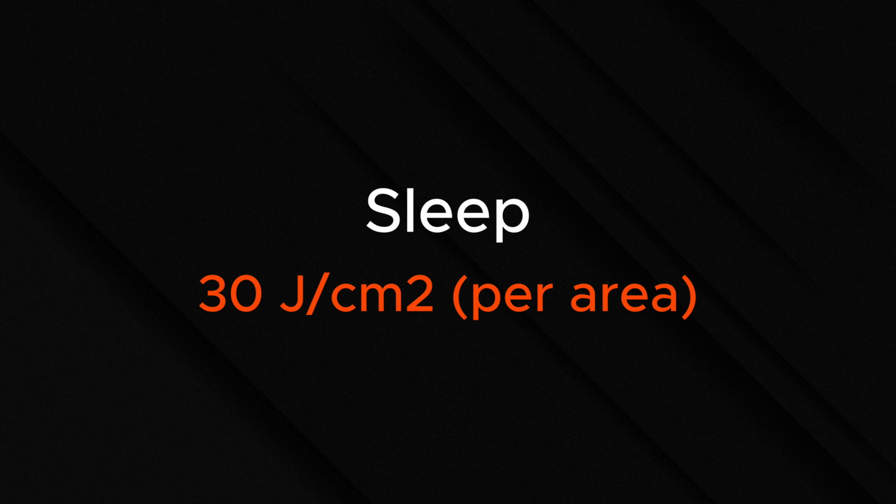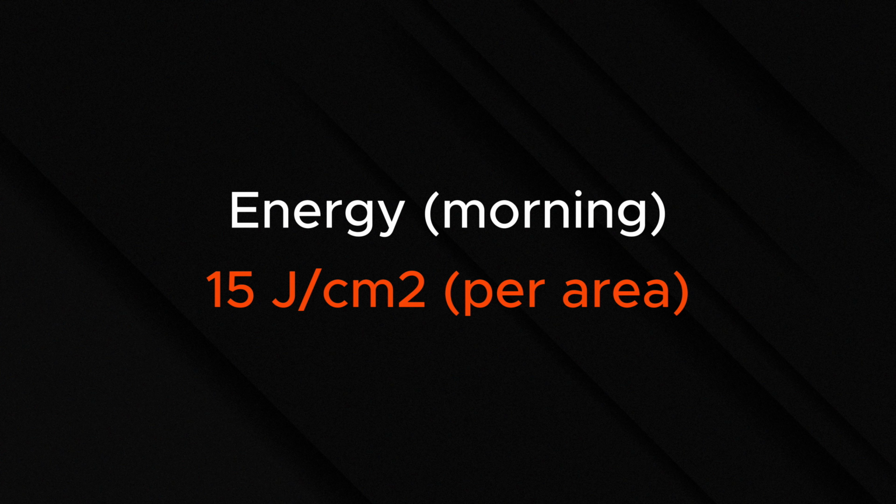Now, there's two benefits that aren't very easy to categorize as superficial or deep. So just to quickly cover those, if you're looking to improve your sleep quality, then you want to be doing 30 joules per centimeter squared per area. With the sleep protocol, you're targeting large areas, so you do 30 joules per centimeter squared on your chest and on your back, and then even you could repeat that on your legs. Another one is if you're trying to improve your energy levels, then a morning routine that you could do is 15 joules per centimeter squared. Again, you would want to target larger areas, so cover your face, chest, and back.